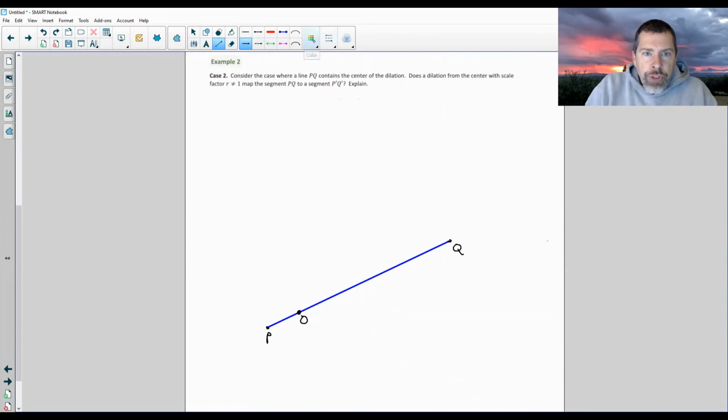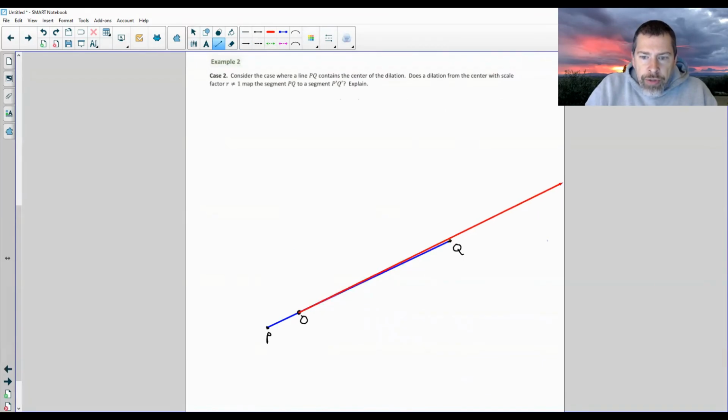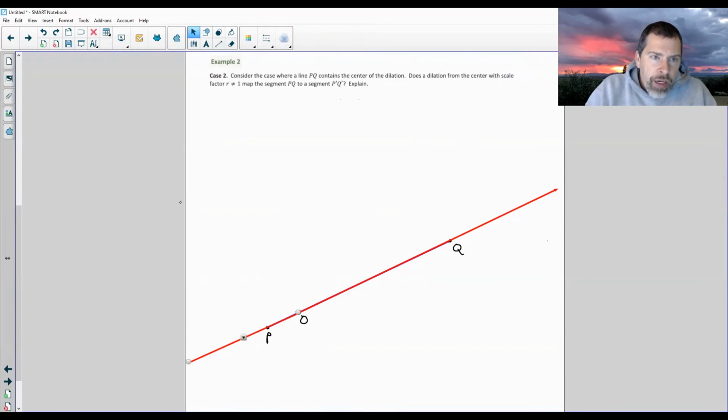remember that when you do a dilation using rays, you start at the center and you draw a ray through the other point, and then you draw a ray through the other point, like so. So if OP were a length 1 and R was not equal to 1, say R equal 2, then P prime would be 2 times as long, or out 2 over here. So P prime would be right here.